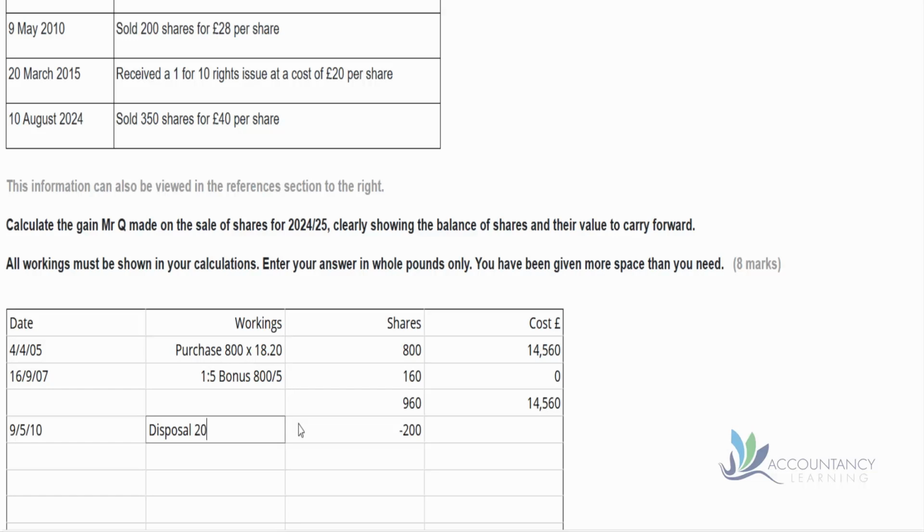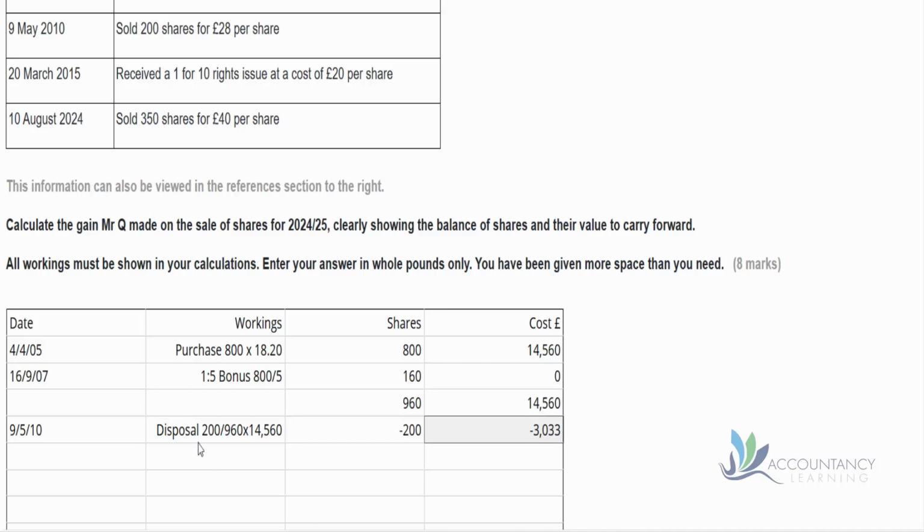So remember, we're selling 200 shares now out of the 960 we have in total. And then we're going to multiply by the 14,560, the total cost we have. So that gives us our weighted average cost of those shares, which is minus 3,033. Remember, the question told us to answer in whole pounds only, so there's a bit of rounding going on there.